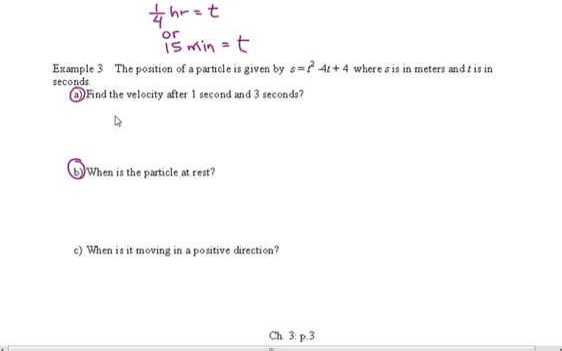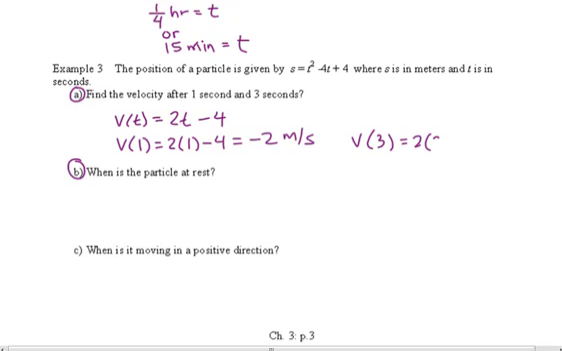Okay, the position of a particle is given by, so find the velocity after 1 and 3 seconds. So velocity is the derivative of our position. We should have had 2t minus 4. So at 1 second it is negative 2. And at 3 would be 6 minus 4, which is 2.